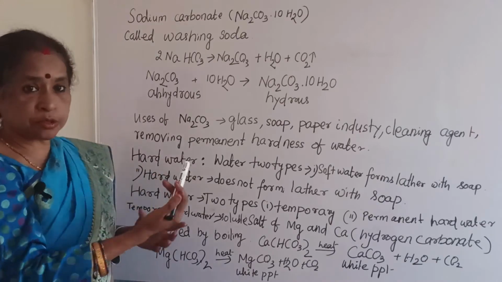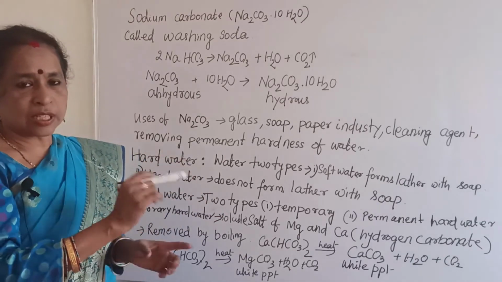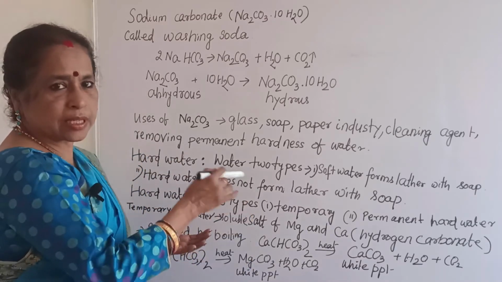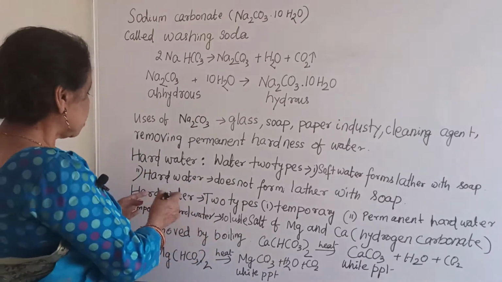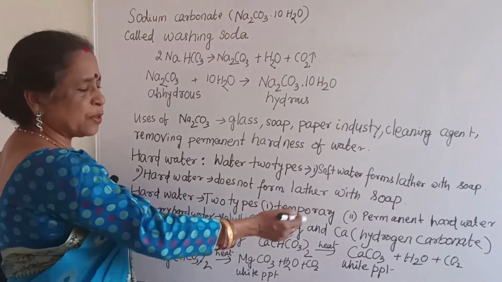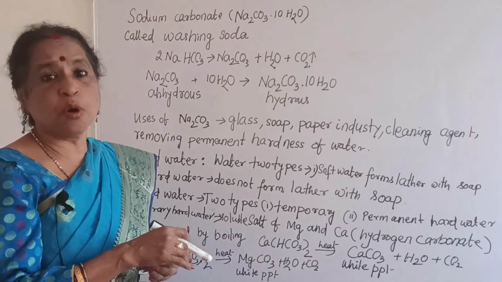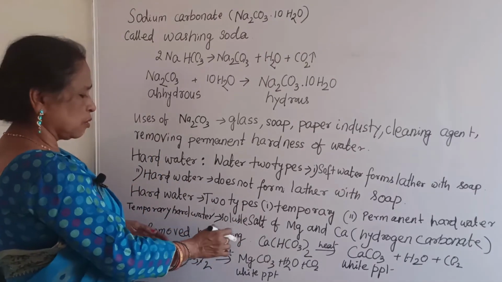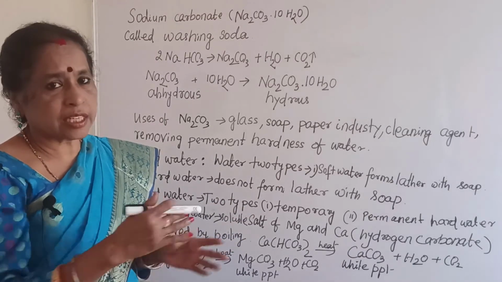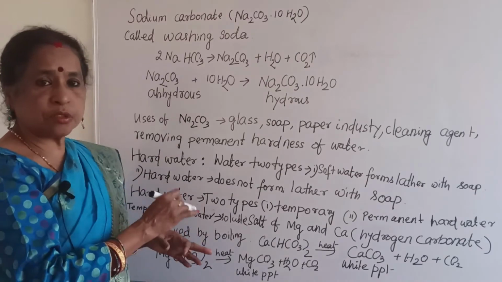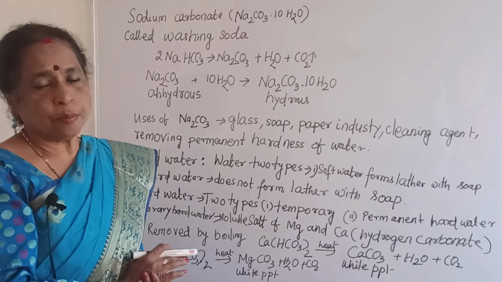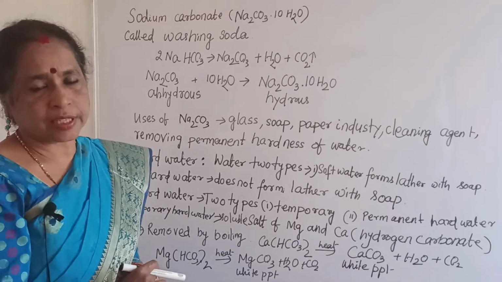And hard water means what? Two types: soft and hard water. Soft water gives good lather with soap, but hard water does not give any lather with soap. Hard water is again of two types, temporary hard water and permanent hard water. Temporary hardness can be removed simply on boiling, because calcium hydrogen carbonate on heating gives calcium carbonate, a white precipitate that can be filtered out. Similarly, magnesium hydrogen carbonate on boiling gives white precipitate of magnesium carbonate, which can also be filtered out and you will get soft water.